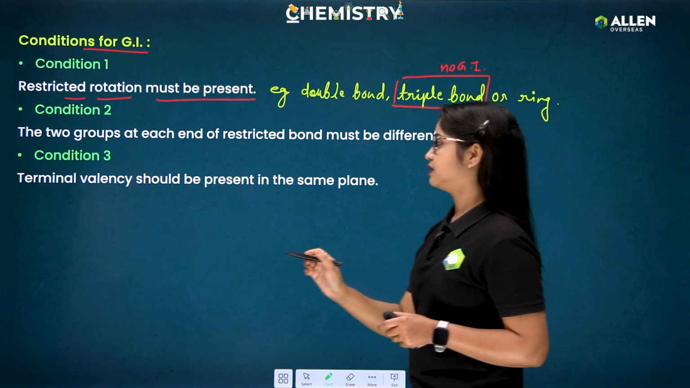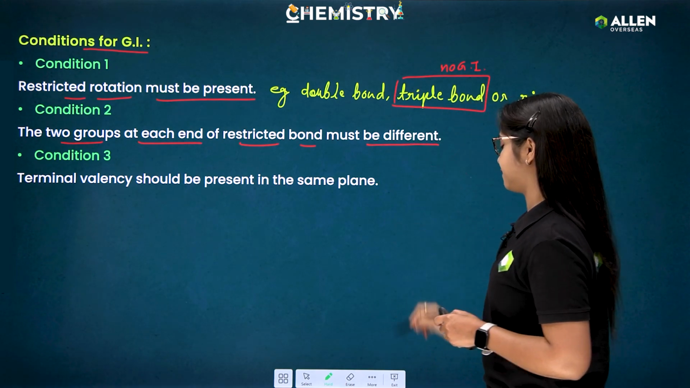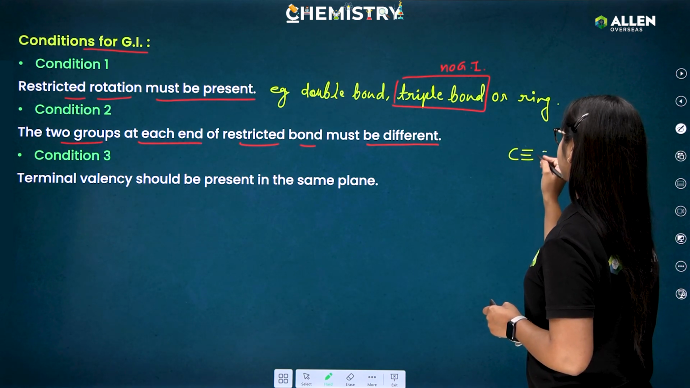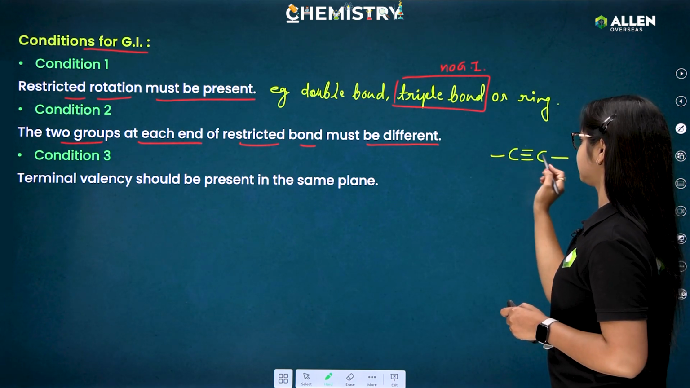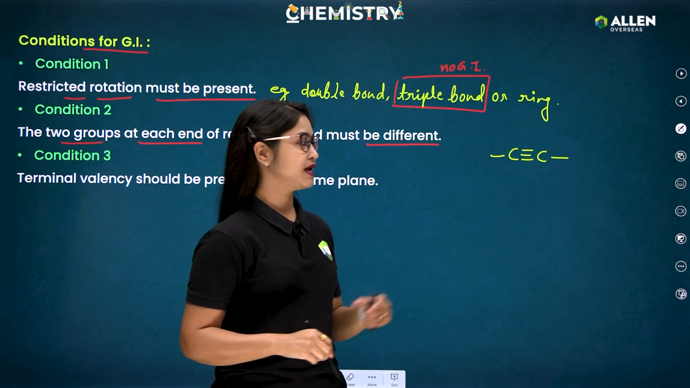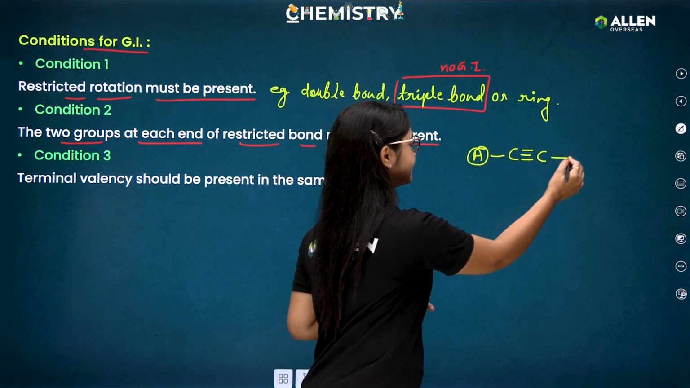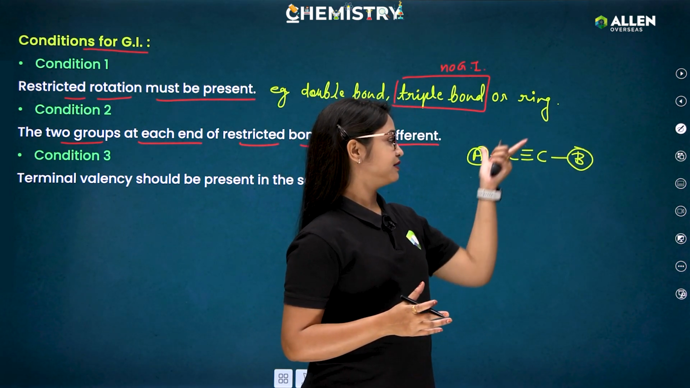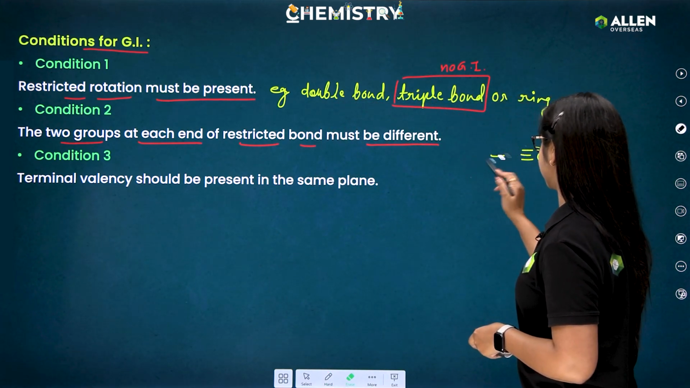How? Let's see. The two groups at each end of the restricted bond must be different. If I talk about the triple bond, suppose these carbons have a triple bond. There is only one free valency for these carbons, one free valency for these carbons, and this is already linear. So I cannot change the orientation; whatever atoms are present here, A or B, I cannot change their orientation in space. That's why the second condition is not applicable for the triple bond, so we cannot take it.